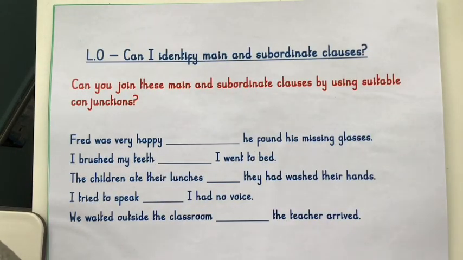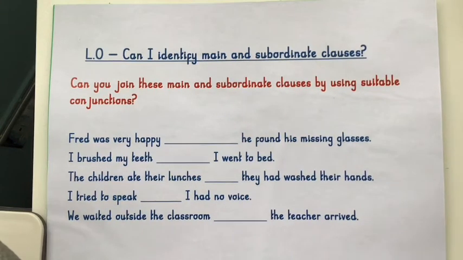Okay, so this time, can you join these main and subordinate clauses by using suitable conjunctions? Now, there is a YouTube video on conjunctions, so have a look at that if you haven't already seen it. So remember conjunctions like because, although, so, but, yet. Okay, so there's before, after. There's lots and lots of examples. So think of which conjunctions you would use to join these main and subordinate clauses.